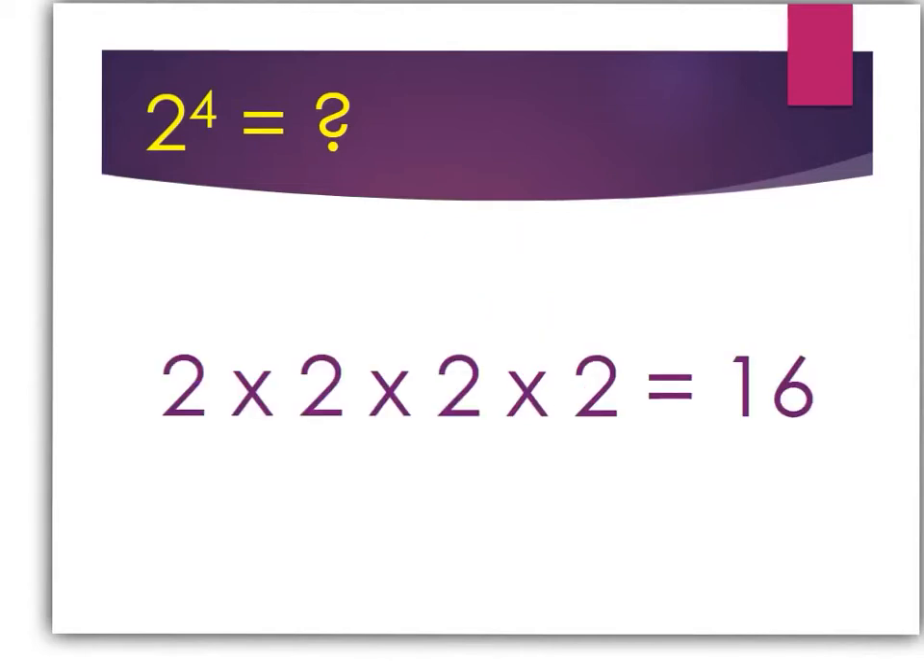What you do is you write down the base, which is 2, and you write it down 4 times, because that's what the exponent tells me. It tells me there are 4 of them. And then I put multiplication signs in between. So 2 to the 4th power is 2 times 2 times 2 times 2. And when I multiply all of that out, it equals 16. So 2 to the 4th power equals 16.